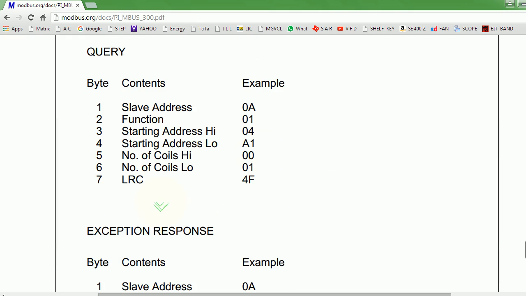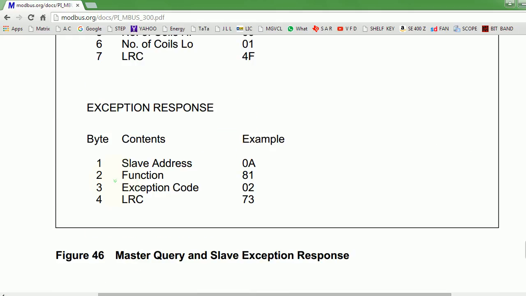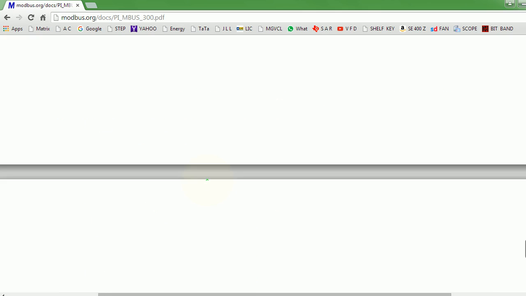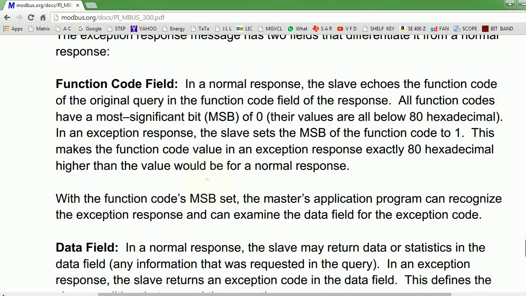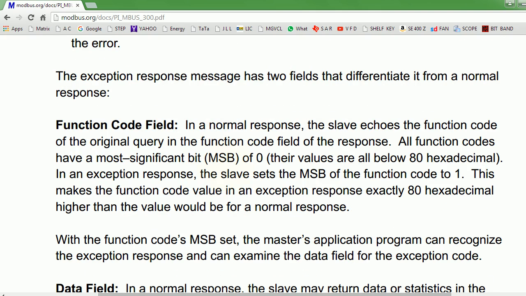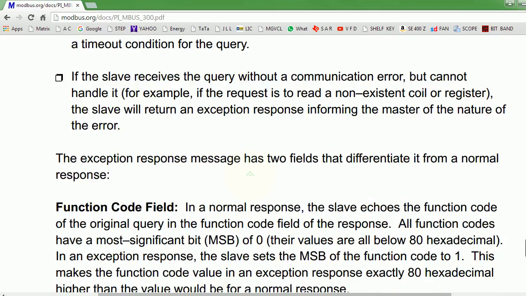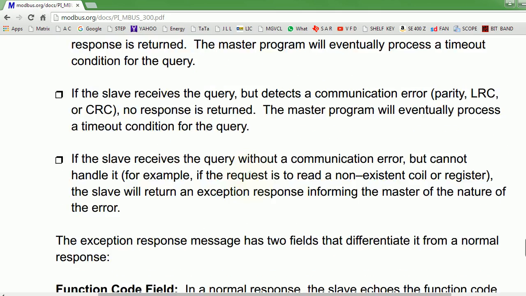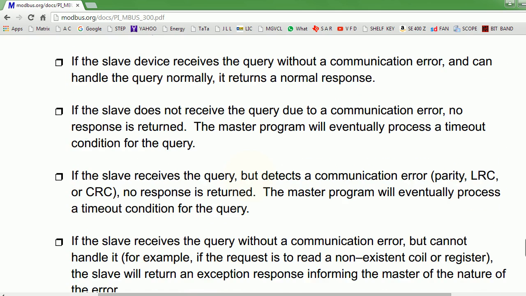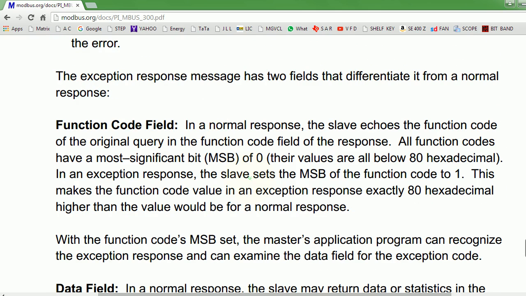Once you get the same number inside your response, that means that everything went right. And if you've got a different number than what you sent, then you've got a problem. And how do you recognize what essentially was the problem?